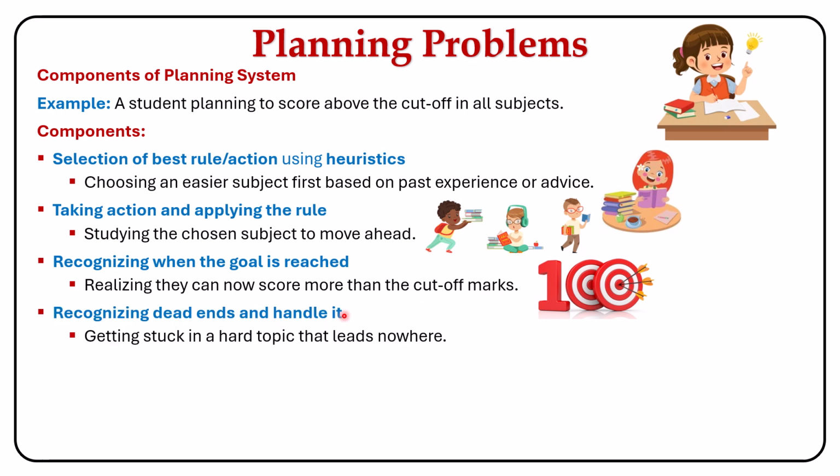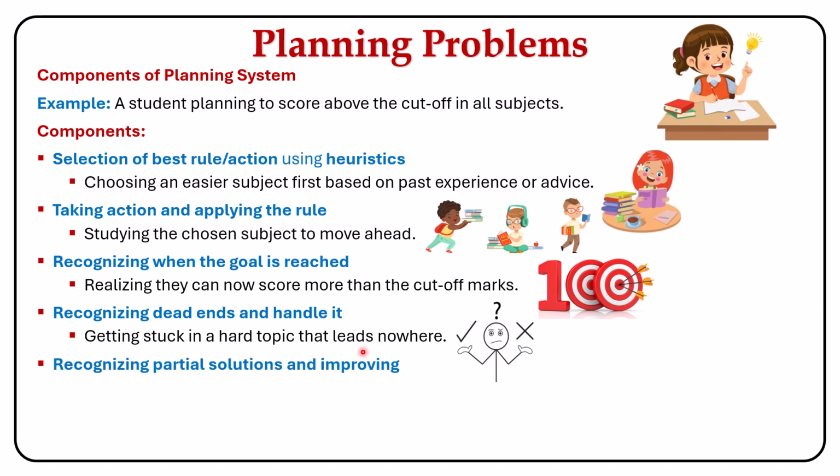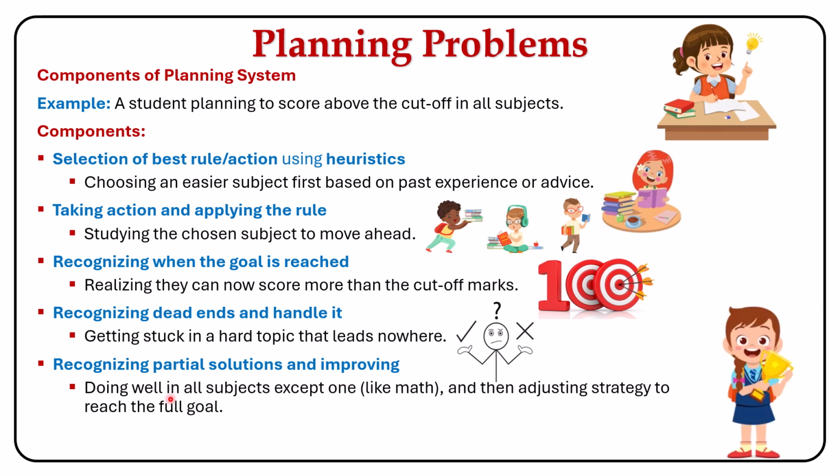Next, recognizing dead ends and handling them. That is, whenever we are getting stuck in a hard topic that leads nowhere, we have to recognize it and handle it such that we can reach the goal. Next, recognizing partial solutions and improving. That is, doing well in all subjects except one, like mathematics or any other subject, and then adjusting the strategy in order to reach the full goal. So hope you are clear on components of planning systems.